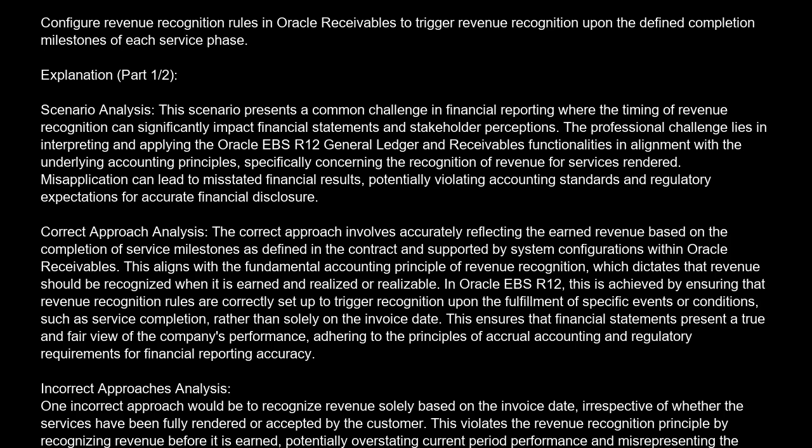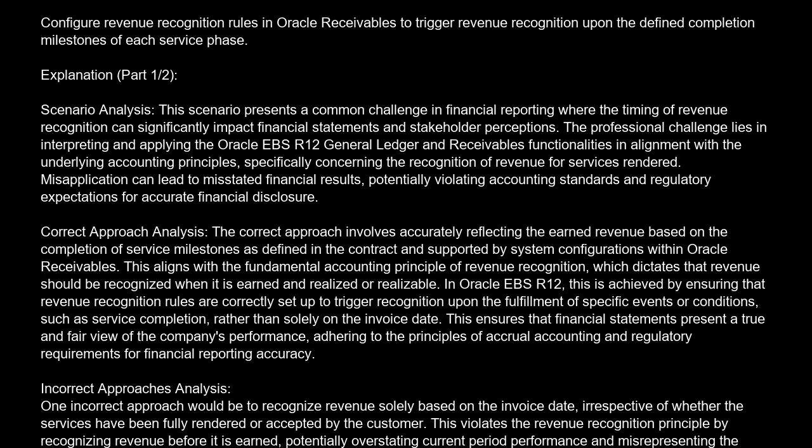Correct approach analysis. The correct approach involves accurately reflecting the earned revenue based on the completion of service milestones as defined in the contract and supported by system configurations within Oracle Receivables. This aligns with the fundamental accounting principle of revenue recognition, which dictates that revenue should be recognized when it is earned and realized or realizable.